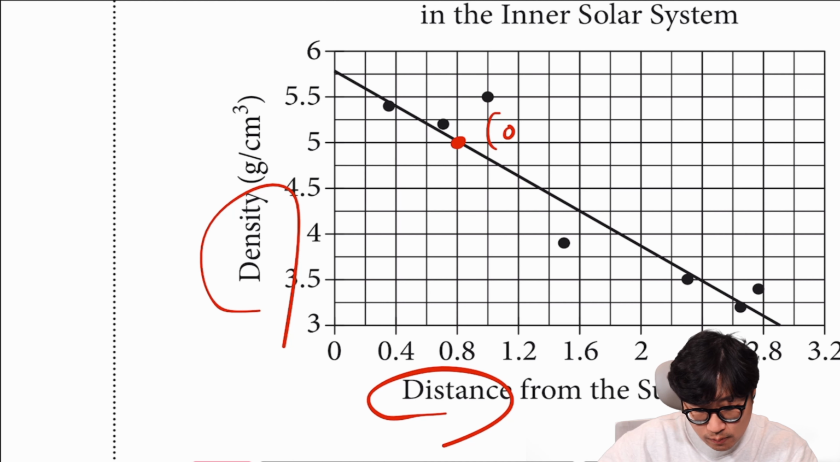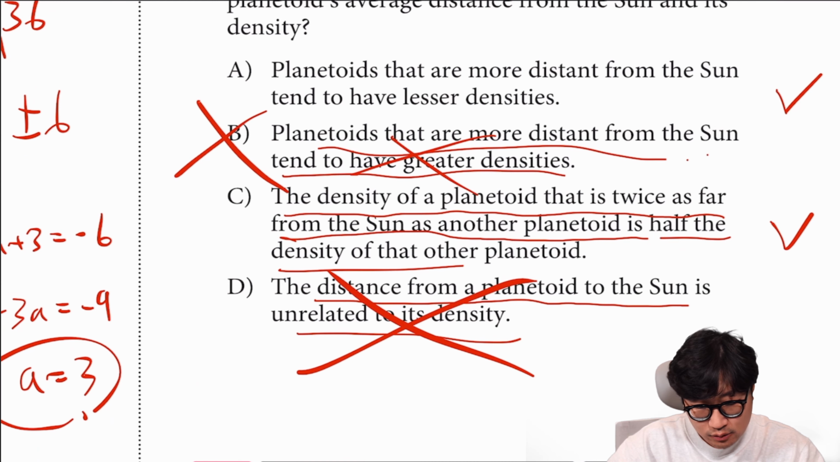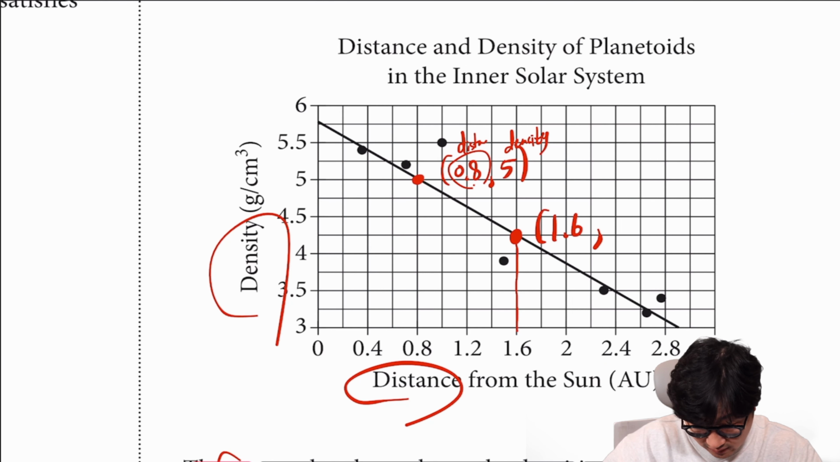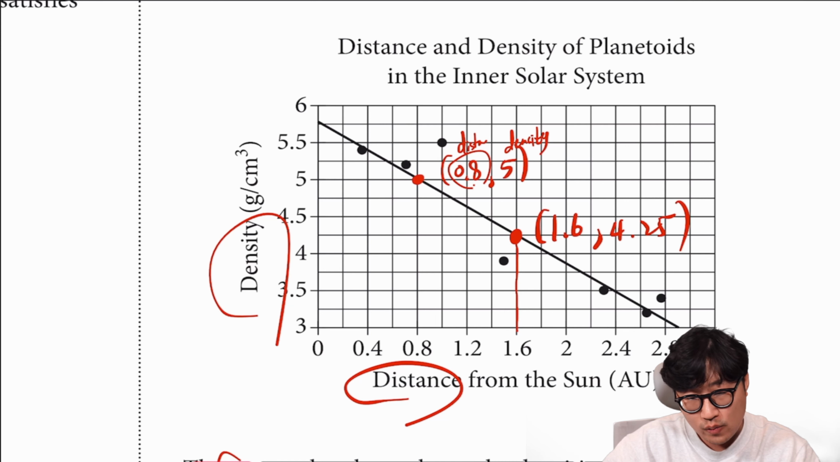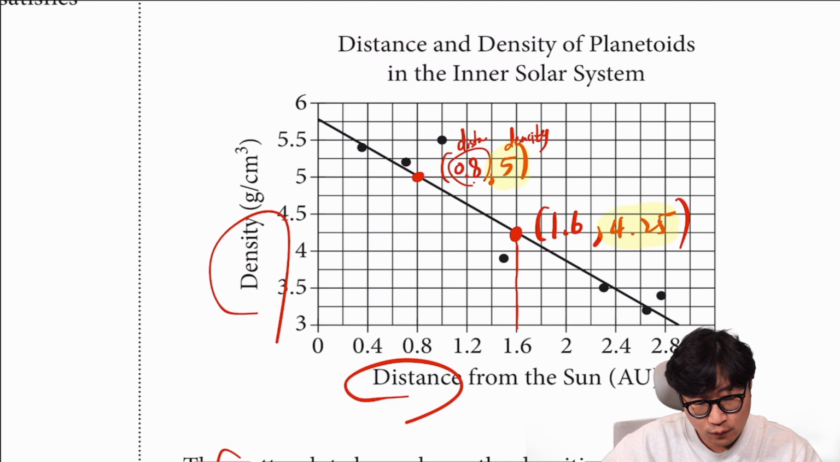That's 0.8 and 5, right? So this is a distance, and then this is a density. Wow, they have to use both D's on it. And then what did they say? Anything that is twice as far should have half the density. So twice as far from 0.8 is going to be 1.6. And if you look at 1.6, that'll be 1.6 and what? That's like 4.25. And you know what they said about the half? Because we went from 5 to 4.25.